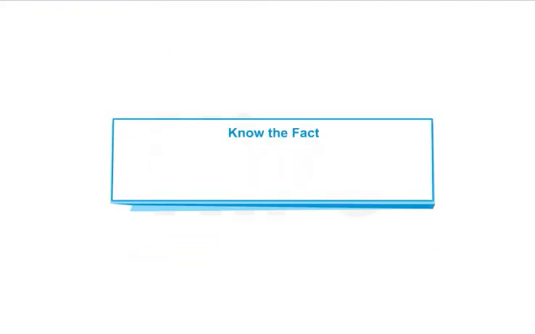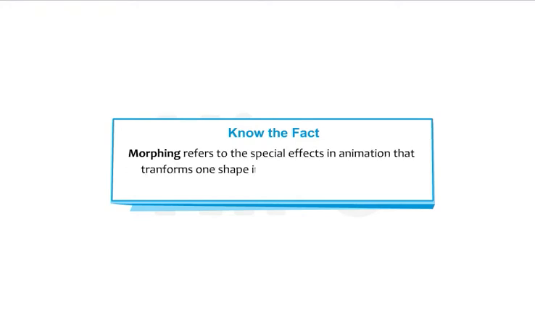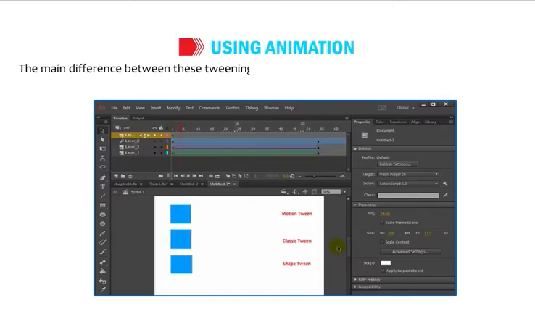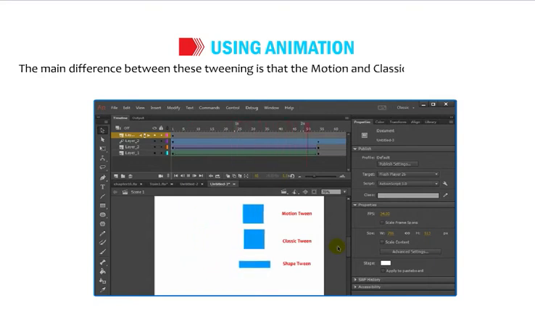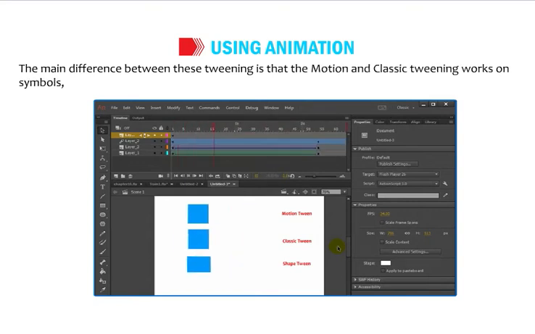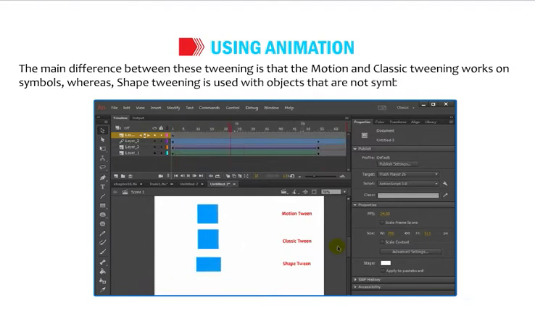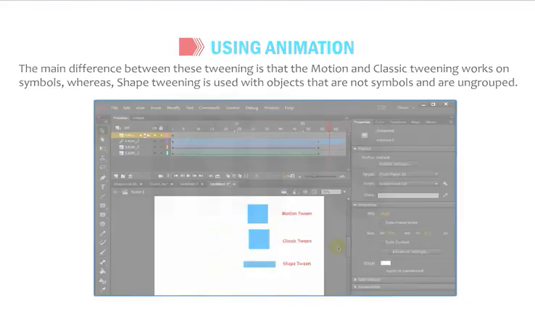Students, please note the fact: morphing refers to the special effects in animation that transform one shape into another shape through a seamless transition. The main difference between these tweens is that the motion and classic tweens work on symbols, whereas shape tween is used with objects that are not symbols and are ungrouped.